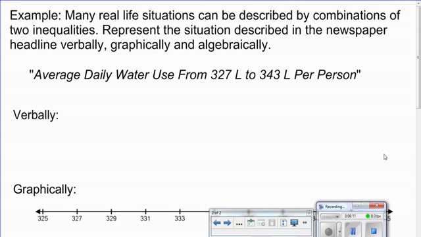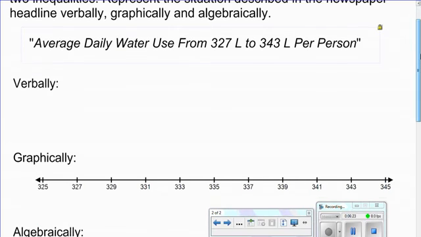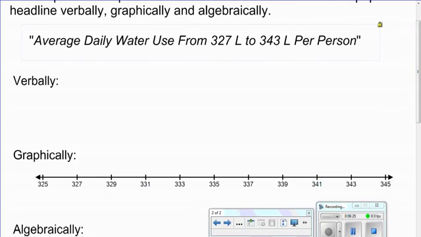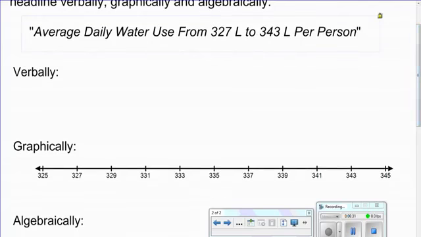Okay, so in this example, we need to combine some real-life situations. We need to do two inequalities because there's a lot of information going on. So we're going to show this situation about average water use. It says average daily water use is from 327 liters to 343 liters per person. Now for me, I think the easiest way is to look at it graphically first and then put it into words, because sometimes the words can be a tricky part.